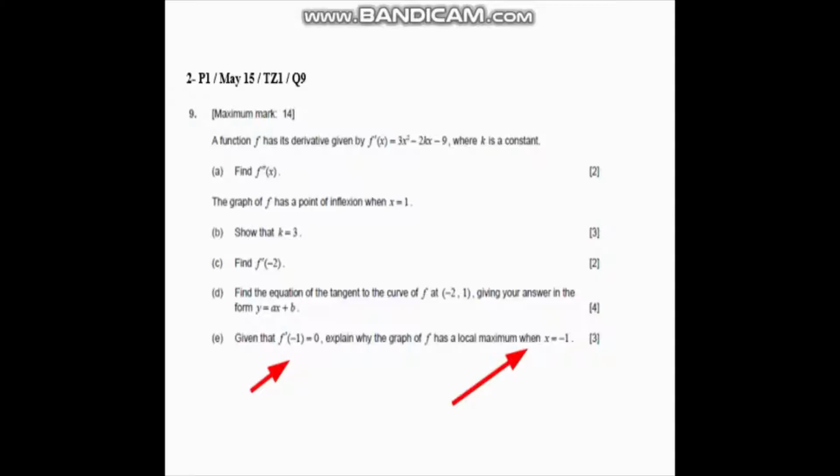I'm already given that f dash equals 0. F dash of negative 1 equals 0. So to explain why there is a local maximum, I have to prove that f double dash is negative. So I have to plug this value of x into f double dash and prove that the answer is negative.